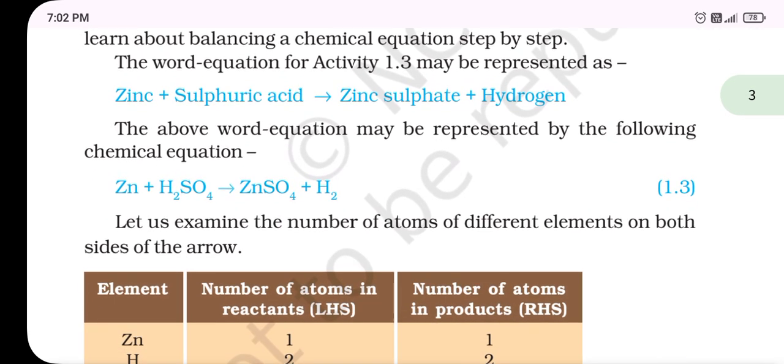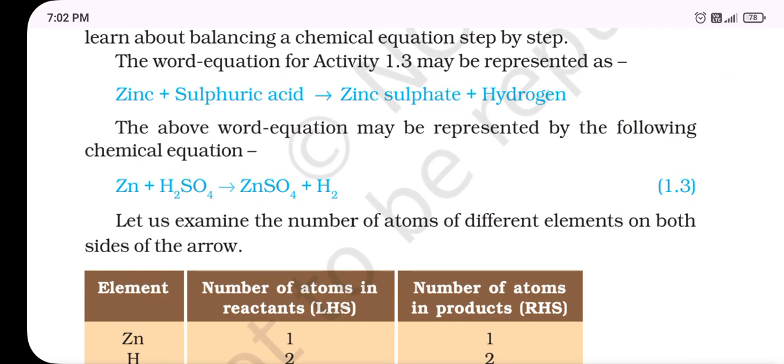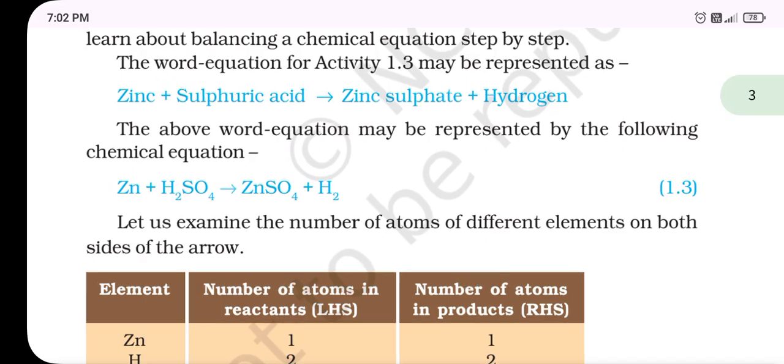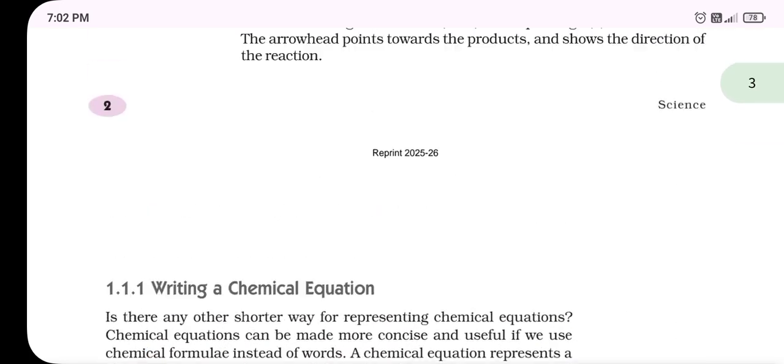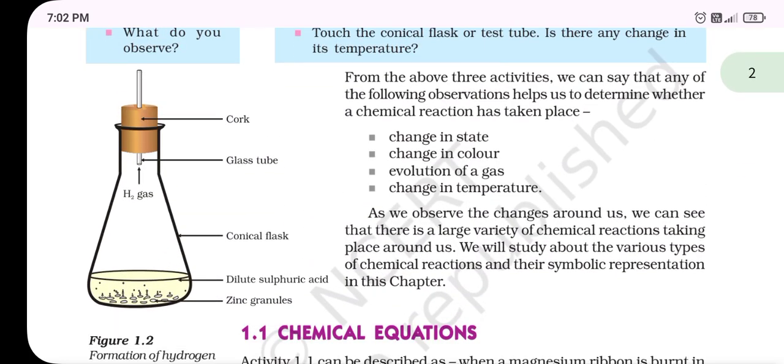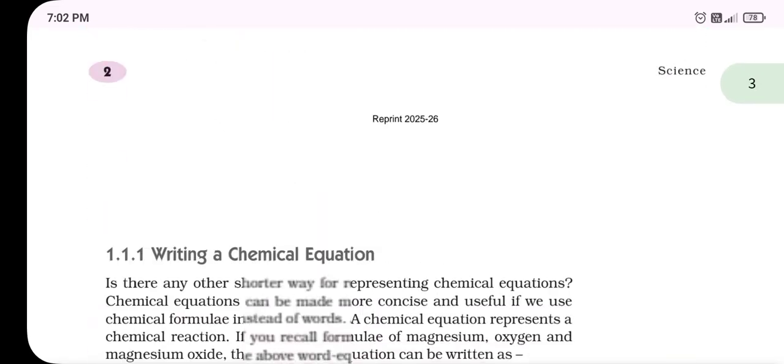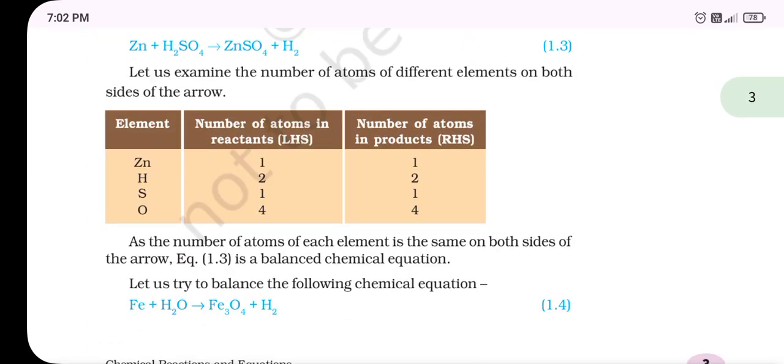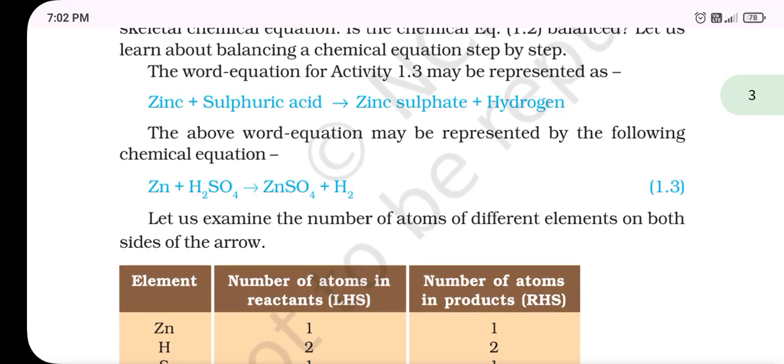Okay, here we go. The word equation for activity 1.3 may be represented as zinc plus sulfuric acid forms zinc sulfate plus hydrogen. The same is the activity over here, 1.3, this conical flask. All these activities say zinc plus sulfuric acid forms zinc sulfate plus hydrogen. Wow, great. The above word equation may be represented by the following chemical equations.